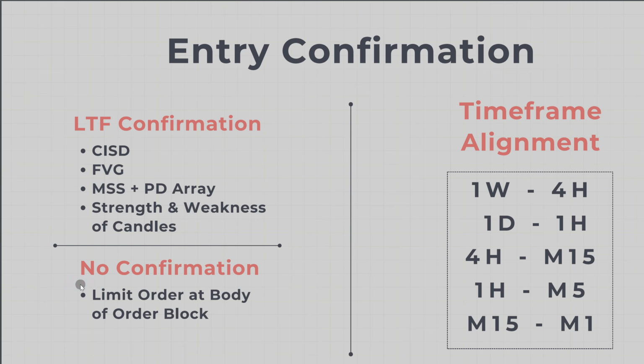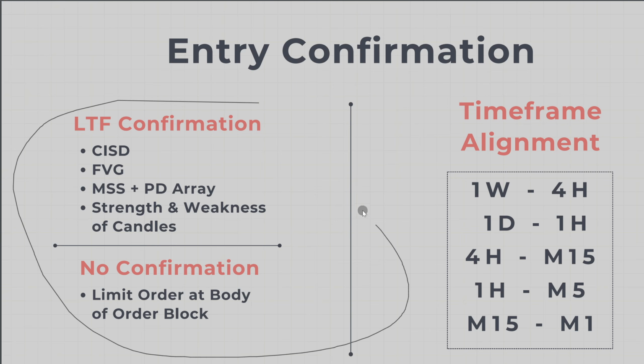Now you could take a trade also with no confirmation, which means whenever we have the order block confirmation or creation, we look for just a limit order here at the order block, and that's it. So limit order at the body of the order block, and that's it. We enter from there, and we're going to be talking later about the stop loss and the take profit and when to go break even.